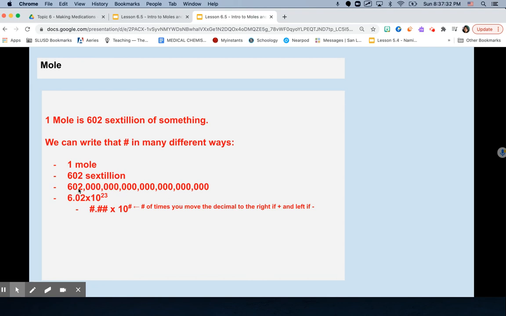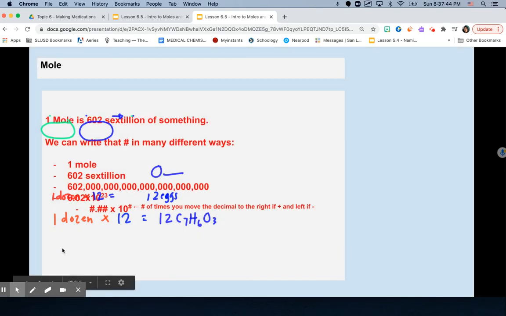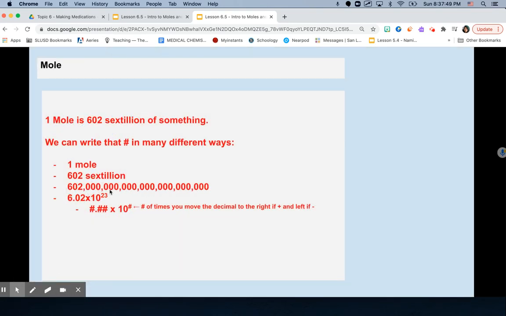So when you're looking at an equation that says you need one of these things in green, you don't actually just need one. One of these things means you're using 602 sextillion of that thing. And that would be enough for us to create a product that we can actually see. Another way of writing it is using 6.02 times 10 to the 23rd.